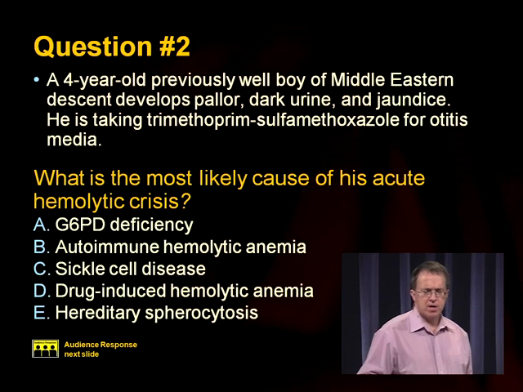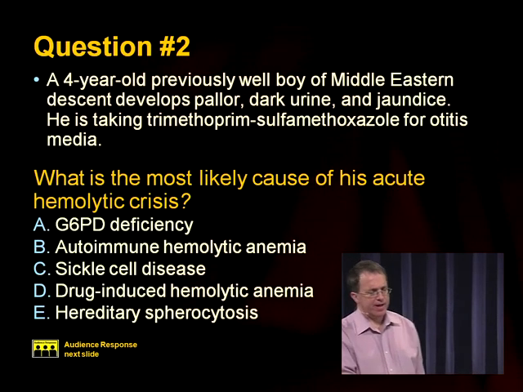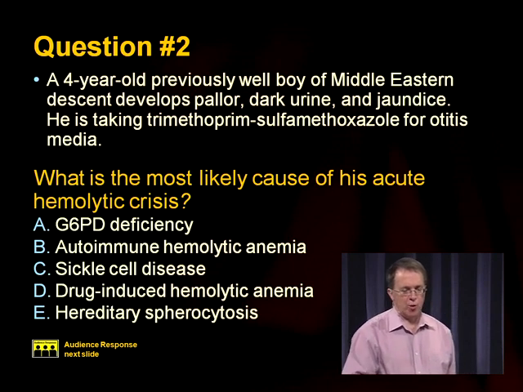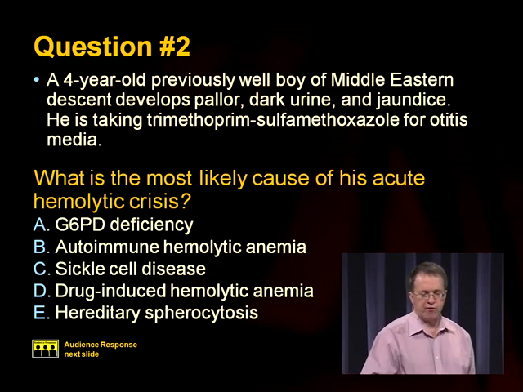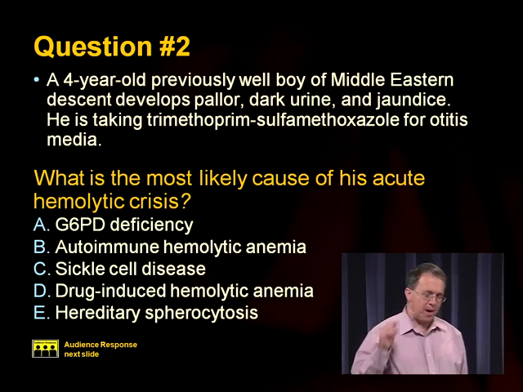Okay. Our second question. Now this is one loaded with a lot of diamonds. So a 4-year-old, previously well boy of Middle Eastern descent develops pallor, dark urine, and jaundice. He is taking Bactrim for otitis media. So now this question I made too easy.